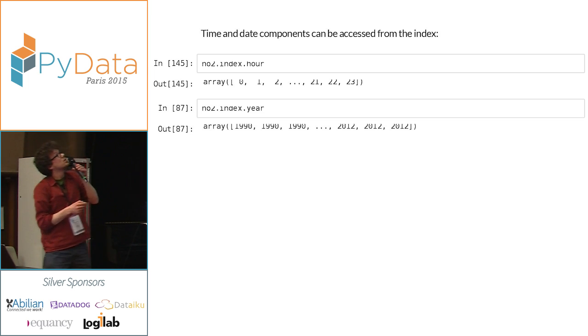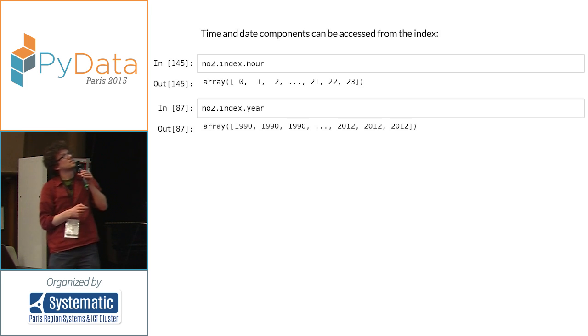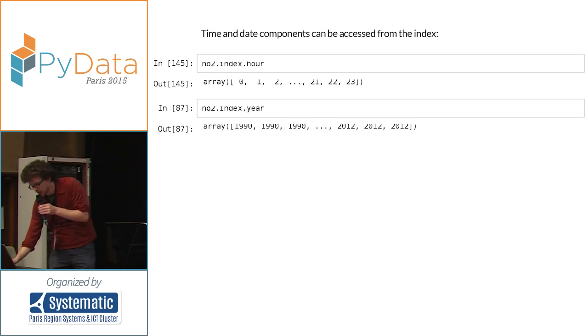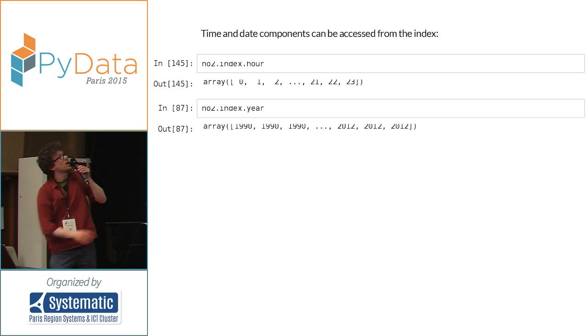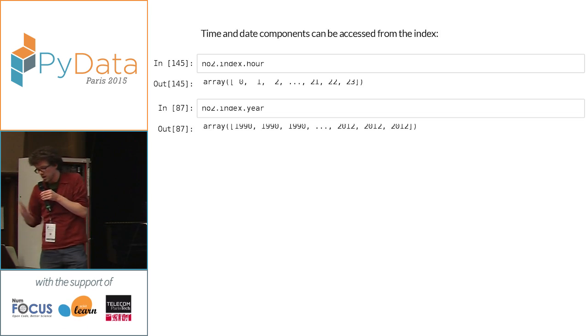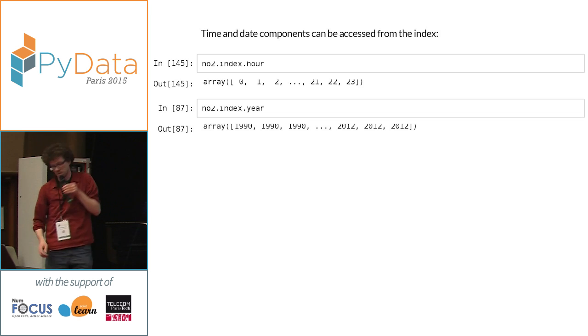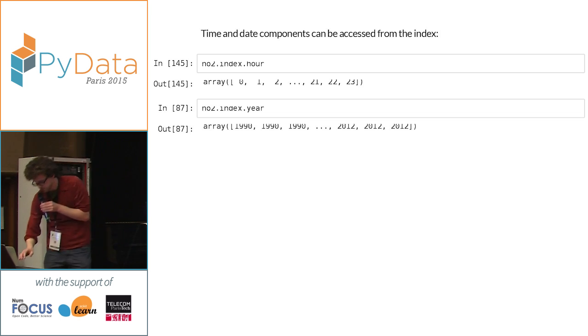Another thing is you have a lot of components available on the datetime index. For example, the hour, but I think most things are available. For example, you can also ask for the week or the week of the year. All possible things are available. For example, also the year. And so there are the different components of your datetime.